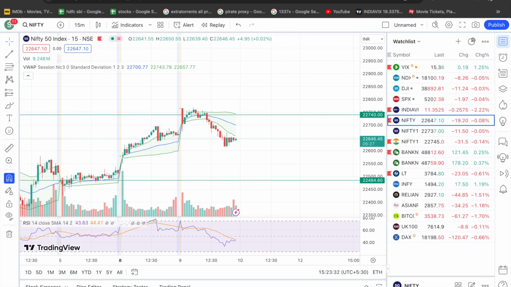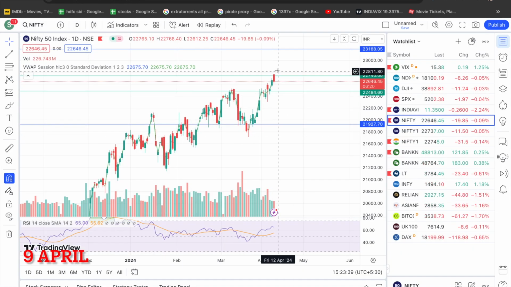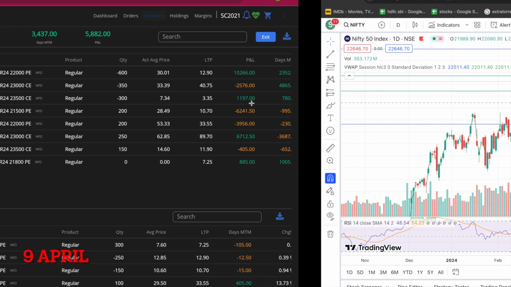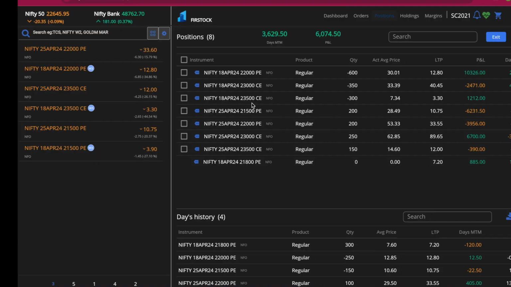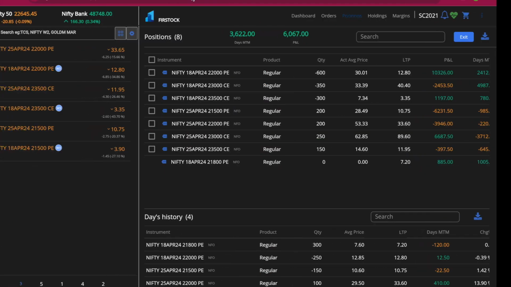On 9th of April, so it is the same day, we are at 3:23 p.m. I'll just show you. Market opened, gap up, and then it came back down. It is showing some signs of rejection.